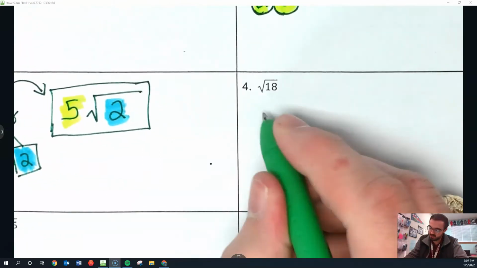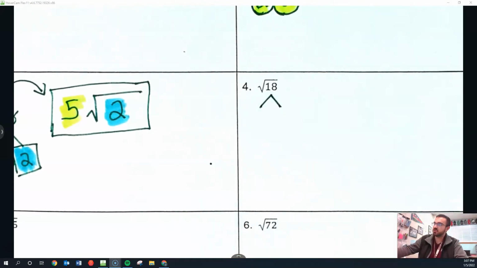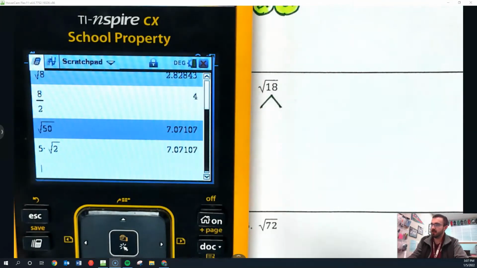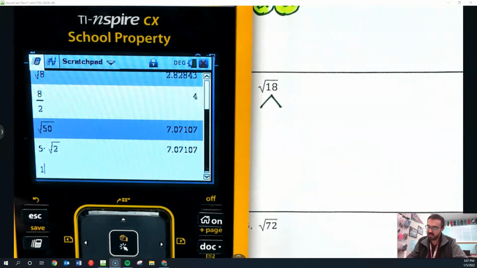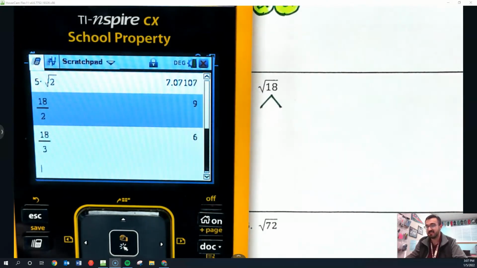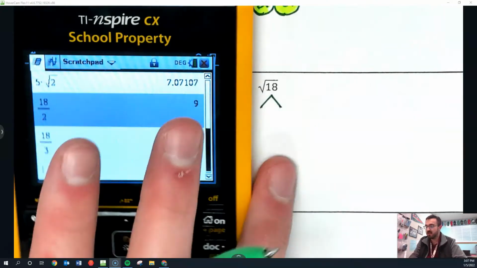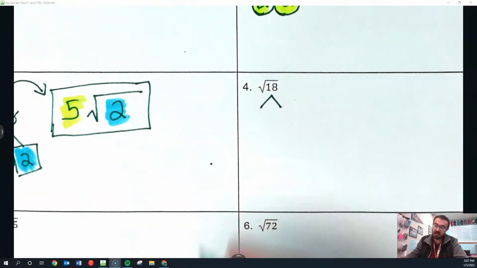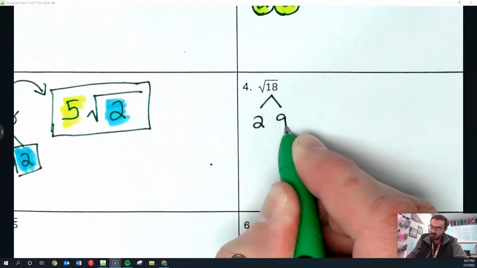Number 4, same idea. This is still the same process. If you're still struggling with how to find factors, let's try that. 18 divided by 2 would give me 9. We could roll with that. 18 divided by 3 would give me 6. So we could do 3 times 6 or 2 times 9, either one. I'm going to do 2 times 9, but either way would work.